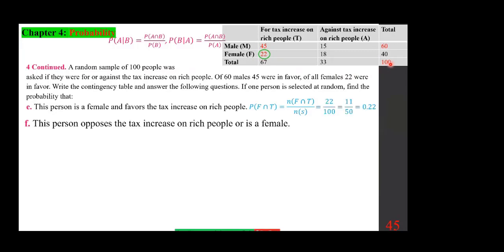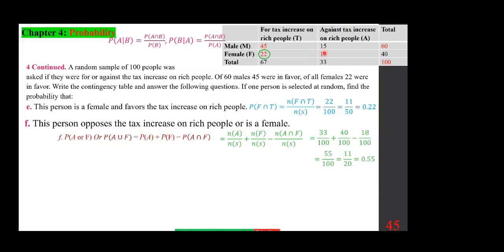This person opposes the tax increase on rich people or is a female. So let's write the union of events. I hope you remember that. In this case, probability of A or F with the symbolic format: probability of A plus probability of F minus probability of A intersection F. The reason is that the intersection accounts for two times, once for A, once for F, therefore we take it out. So N of A, you find the A, total is 33. N of F, you find the F, total of 40. You add them up, but remember, their intersection has been accounted for two times, and you have to take it out. 18 is a part of both. Therefore, you take it out, and the answer is 55 over 100, which must be reduced to 11 over 20.